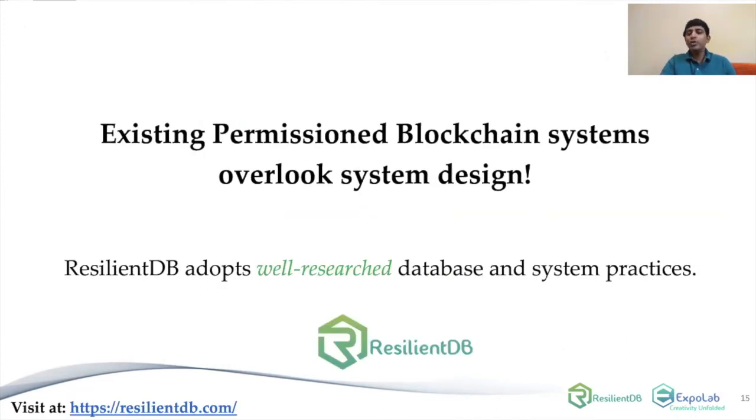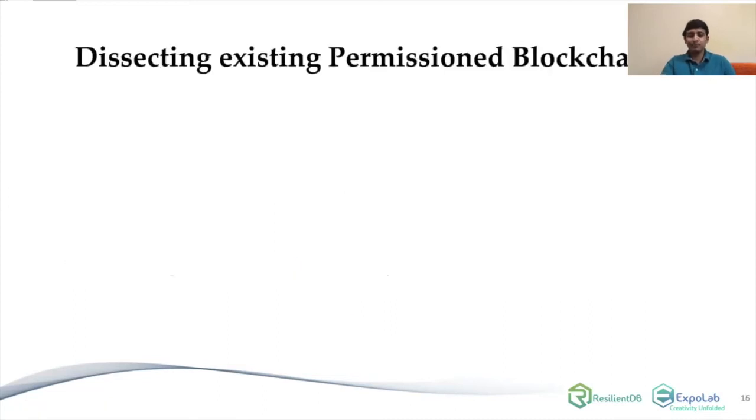So what do we do in this paper? In this paper, we study the best existing practices, and we try to adopt those practices in our ResilientDB system. ResilientDB is open source, and anyone can download and work with it. And what we have learned throughout this study is that existing permissioned blockchain systems have overlooked these design principles. And if these design principles are adopted, the system can really become fast.